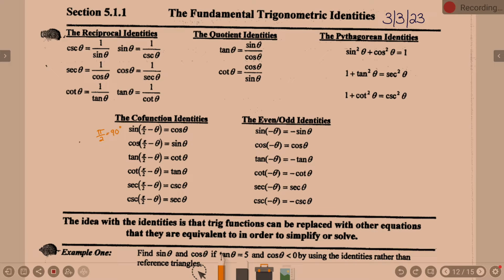Okay? Noted here. The idea with the identities is that trig functions can be replaced with other equations that they are equivalent to in order to simplify or solve. So that is a key piece of information there. We're going to try some. You have these at the top of your paper, yes. You'll want them beside you when you're doing homework. I'm going to tell you that right now.